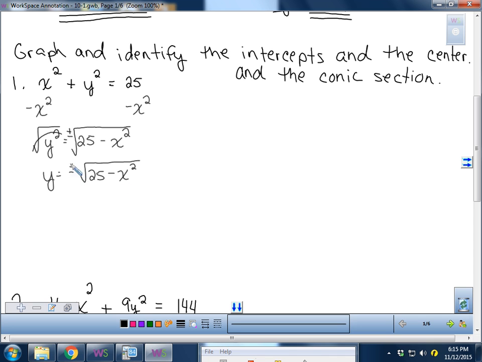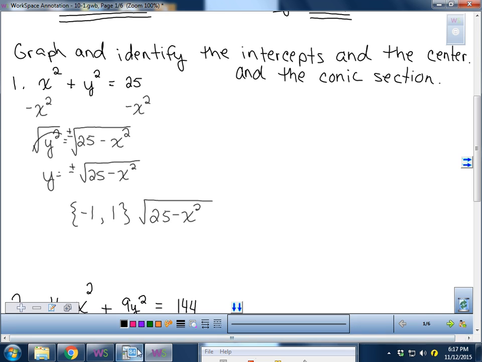To get the plus or minus, you could graph a positive root in your y1 and a negative root in your y2. But you can kill two birds with one stone if you graph it like this. You have a bracket on your calculator, and you can use the bracket to say negative 1, comma, positive 1. That means a plus and a minus. So to graph the positive root and the negative root, you would do bracket, negative 1, comma, 1, bracket, and then put in your square root of 25 minus x squared.